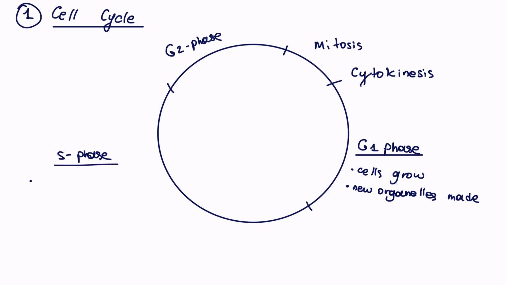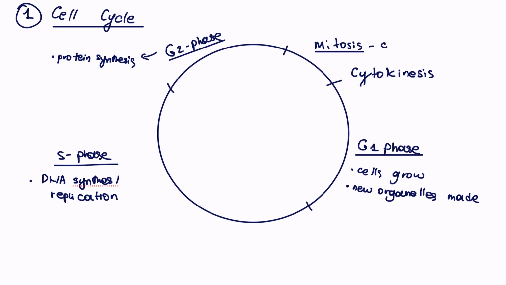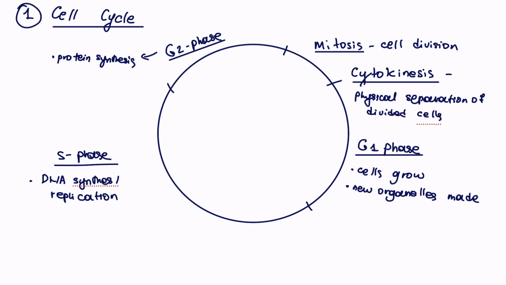The next stage is S phase or synthesis phase. And during this stage, the DNA is synthesized, and it's basically the same process that can be referred to as DNA replication. Then in the G2 phase, which is basically the second growth phase or gap 2 phase, there is a lot of protein synthesis happening and the production of different macromolecules. The G2 phase is then followed by mitosis, which is the actual process of cell division. And then cytokinesis is the process that happens after mitosis, and it's the physical separation of divided cells.